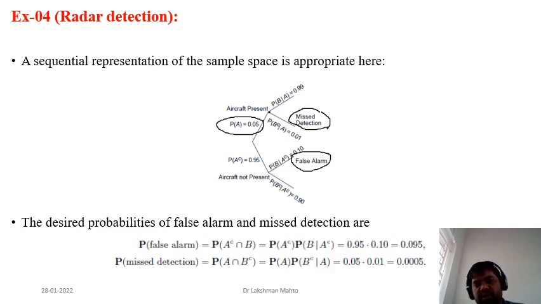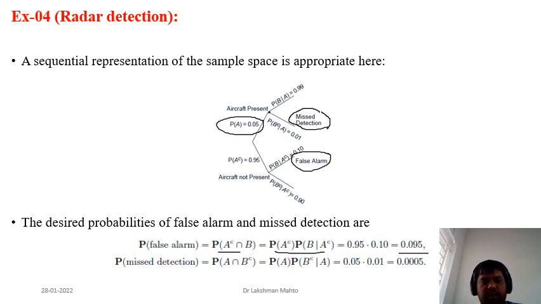Probability of false alarm is the probability of reading something on the radar while at the same time the aircraft is not present. That would be the false alarm category. If you try to calculate this probability, we can calculate it with the help of conditional probability. Everything is given here. Probability of false alarm is 0.095.